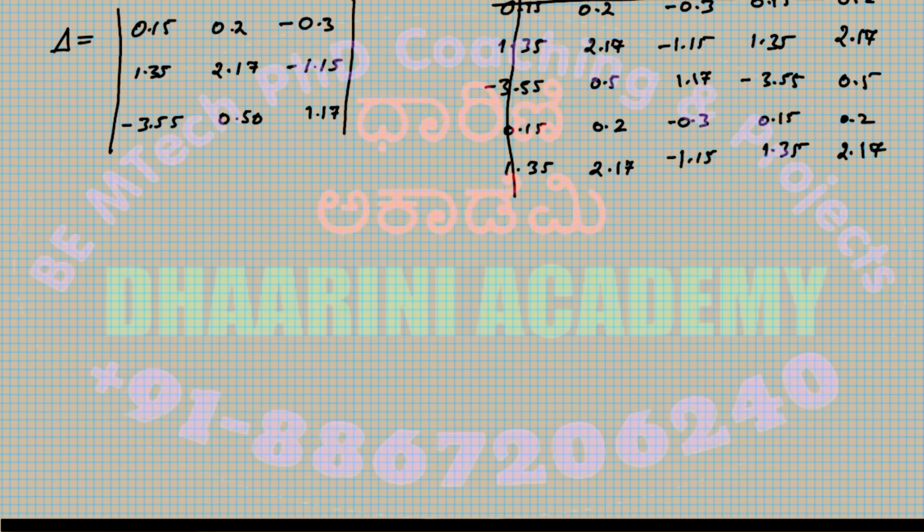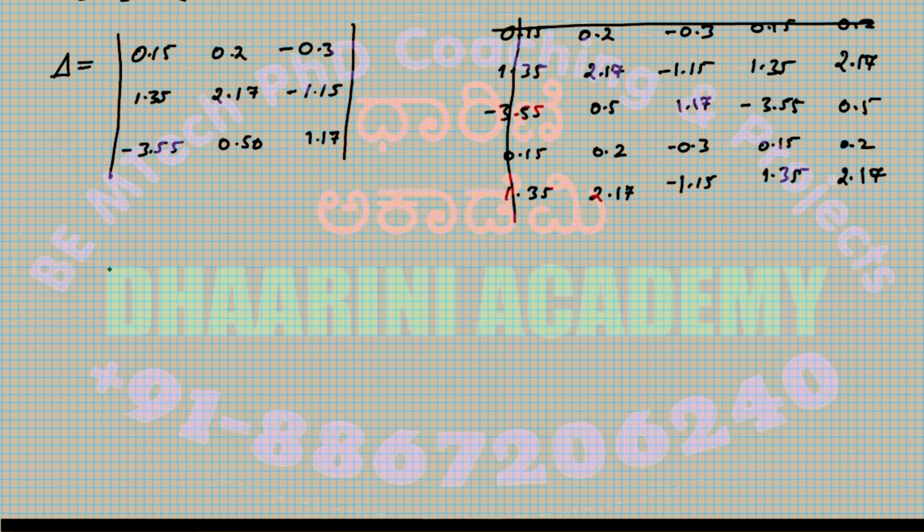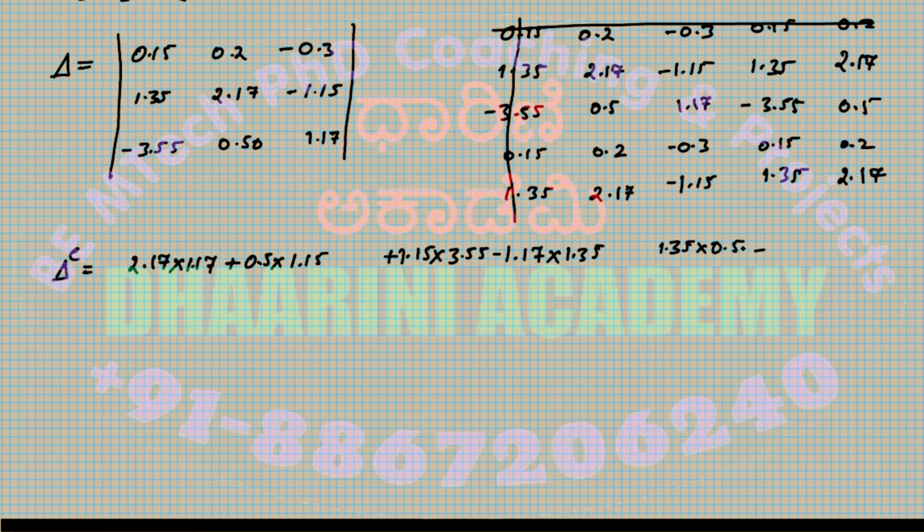Right, now let us write the required determinant directly. So that means delta C should be equal to 2.17 into 1.17 minus of minus plus 0.5 into 1.15, the first one. Then minus 1.15 into, so this is minus of minus, so plus 1.15 into 3.55 minus 1.17 into 1.35. Then 1.35 into 0.5 minus of minus plus 3.55 into 2.17. Moving to the second row, 0.5 into minus 0.3 minus 0.2 into 1.17.